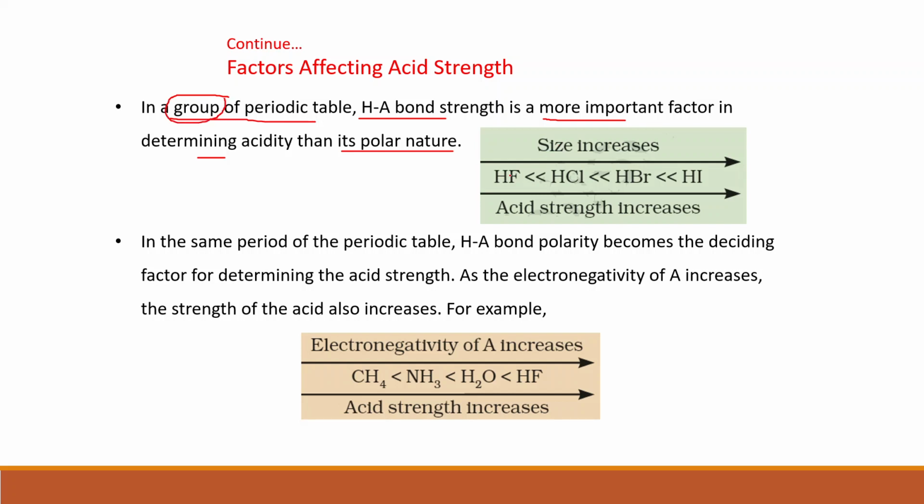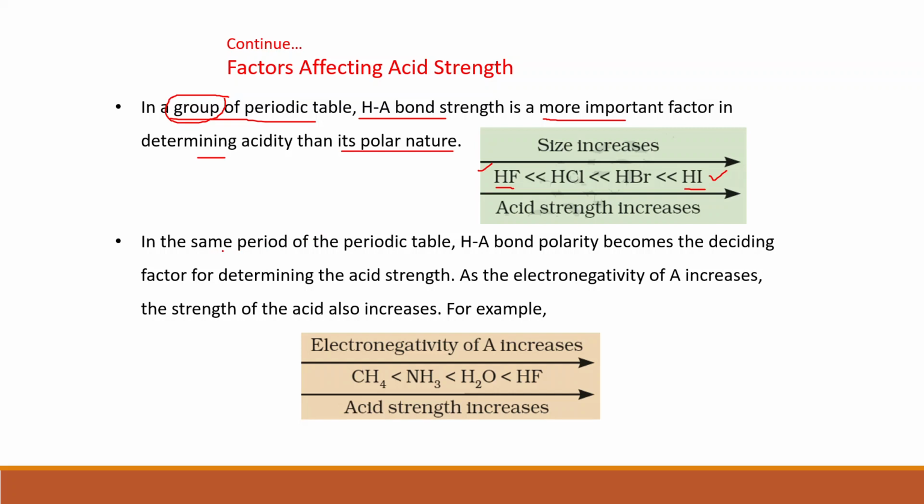Now if we discuss the hydrides of the 17th group elements, if we go from top to bottom, that is HF to HI, the HX bond strength, X is the halogen in general, decreases from top to bottom, so acid strength increases. That's why HI is the strongest acid among these and HF is the weakest acid.